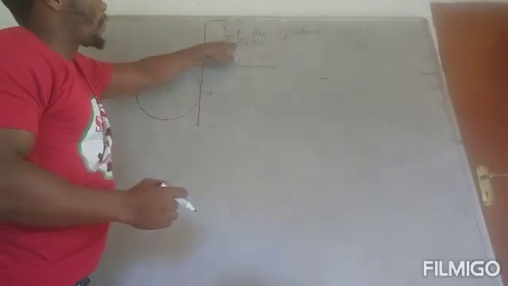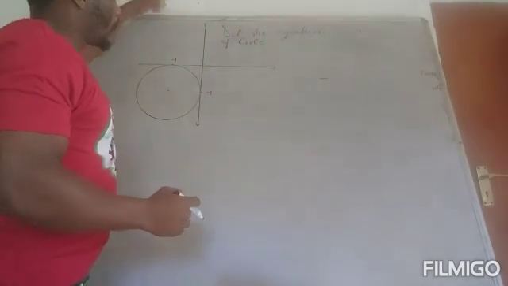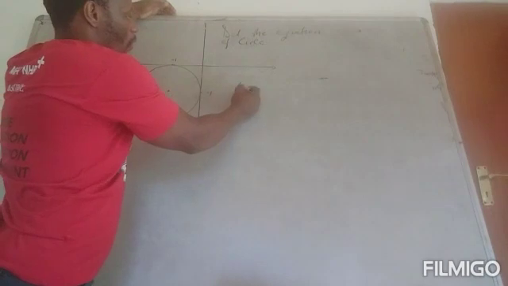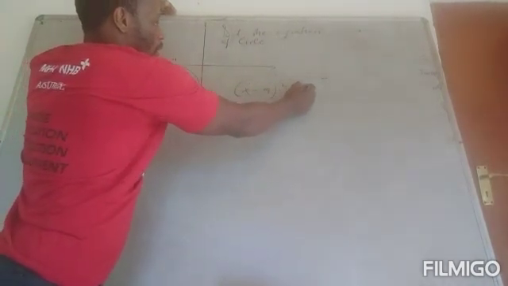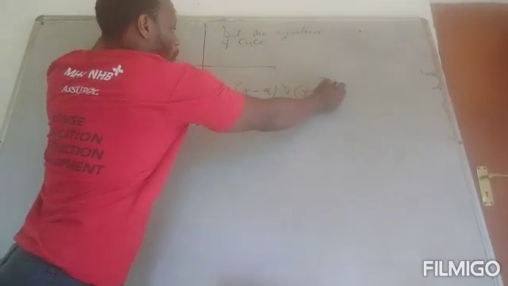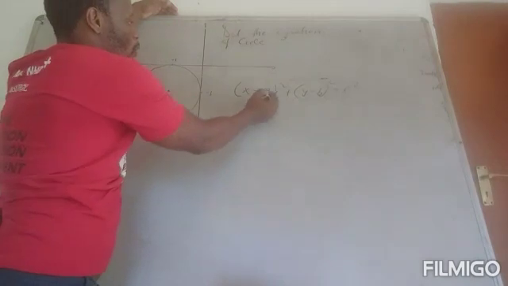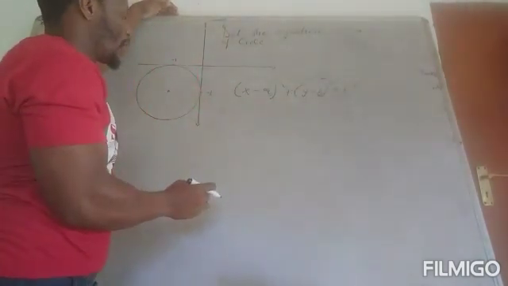Determine the equation of the circle. Okay? When we determine the equation of the circle, we use the equation (x − a)² + (y − b)² = r². So we are looking for the center and the radius to get the equation.